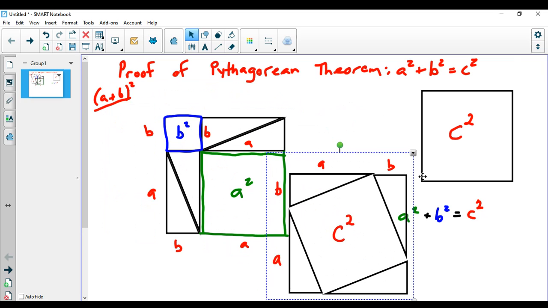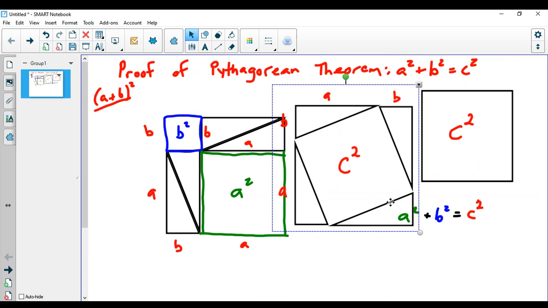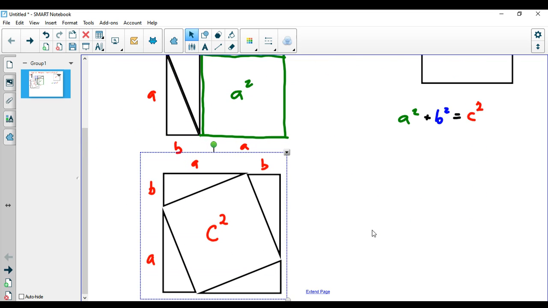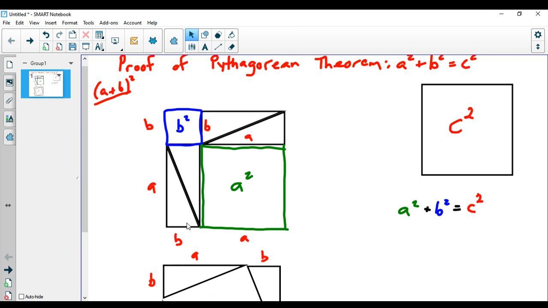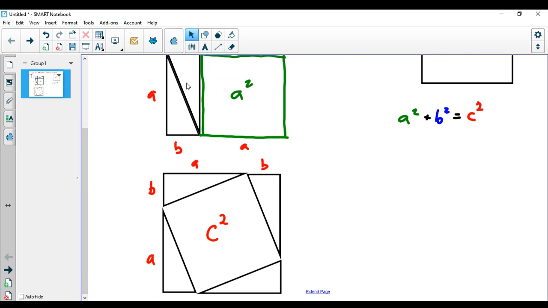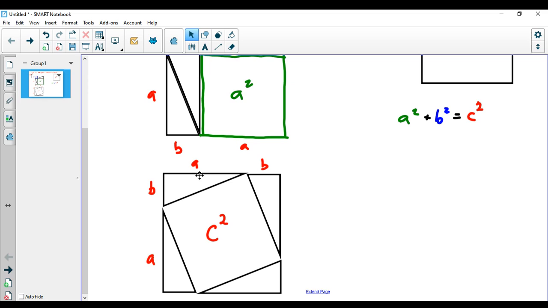The big square is the same both times. Maybe I'll bring it down here a little more. Both times the big square was A plus B by A plus B, A plus B times A plus B. And in both squares we had the same exact 4 triangles. 1, 2, 3, 4. And it's the same exact triangles here. 1, 2, 3, 4.